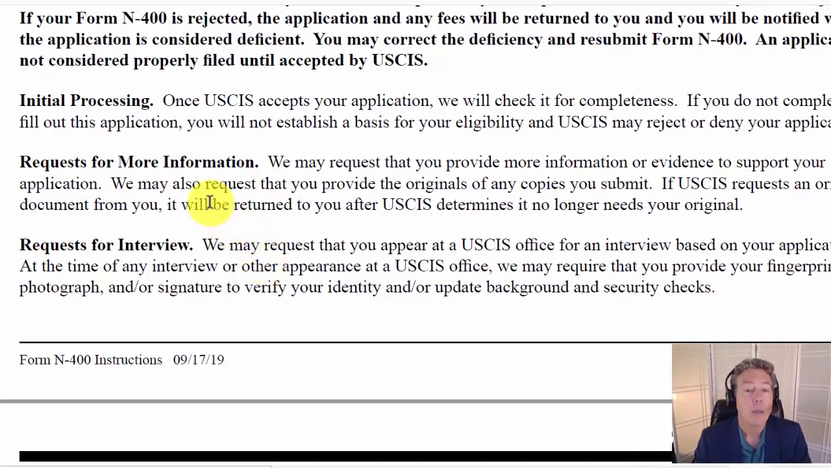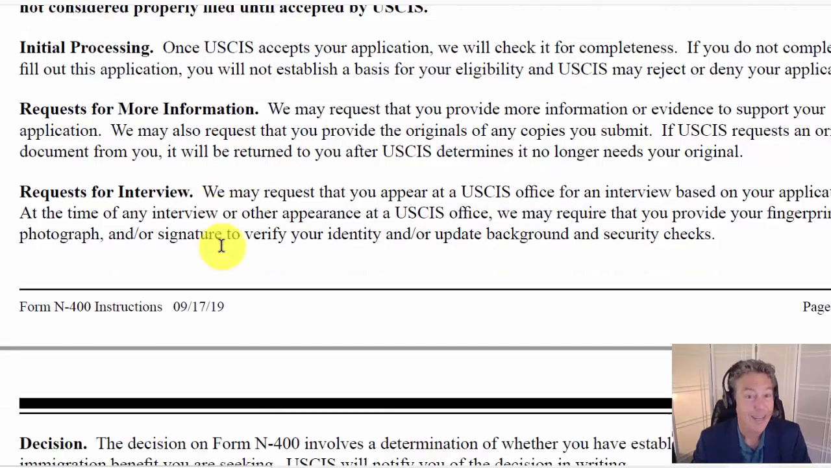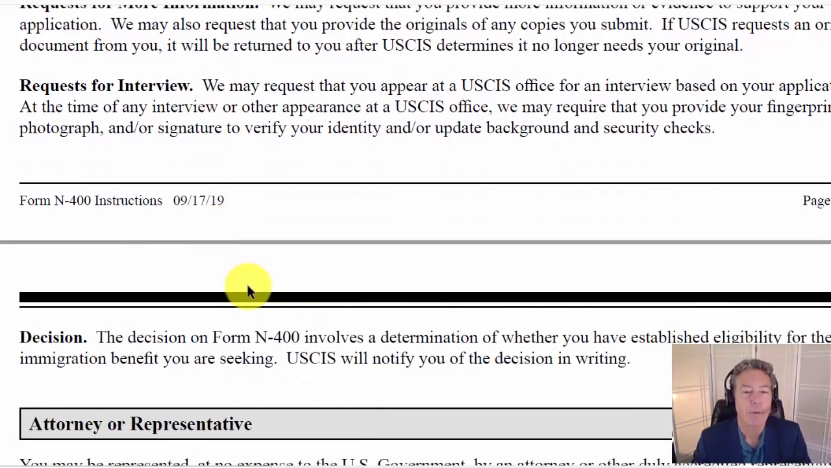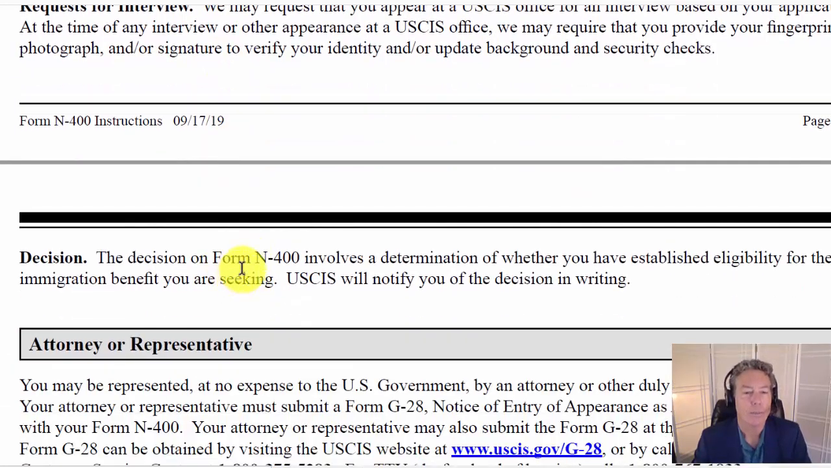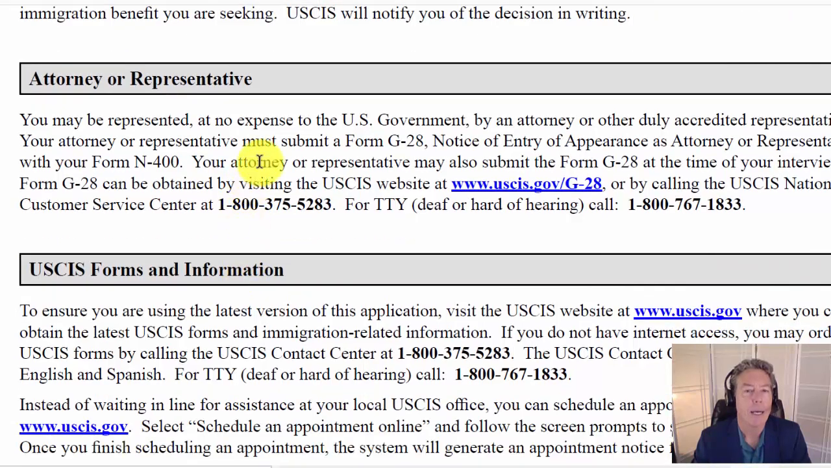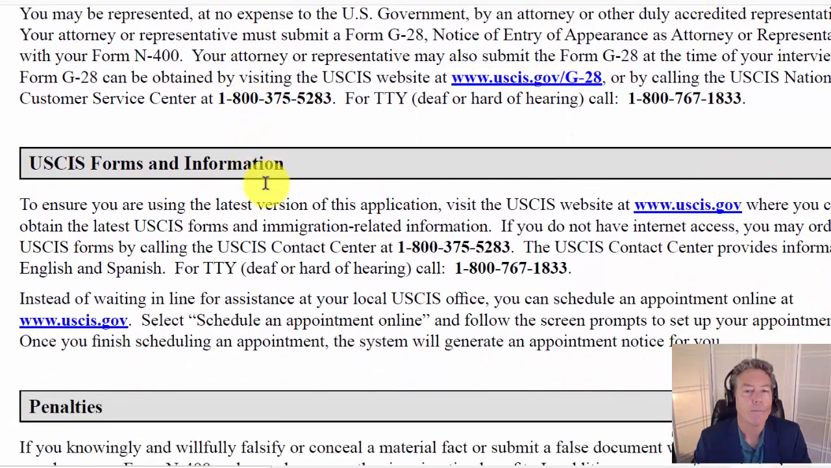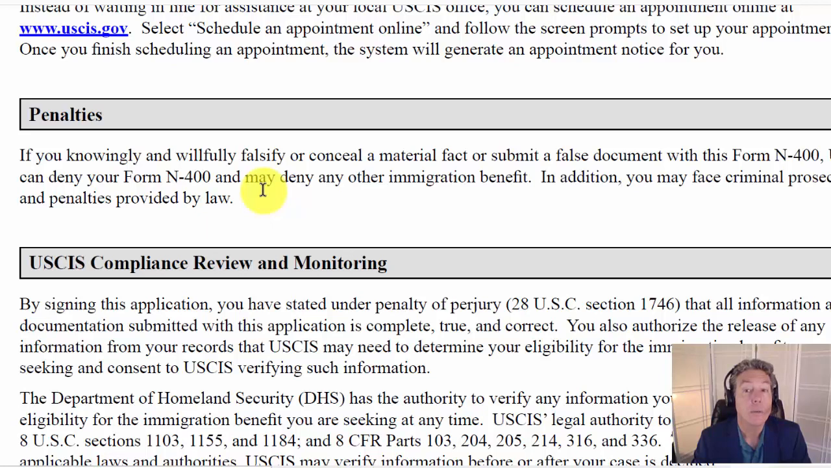And then request for an interview. We may request that you appear at USCIS for an interview. They're going to request that you go to an interview. There's very few interview waivers. And then they give you the decision, all right? And then attorneys, U.S. forms, penalties.